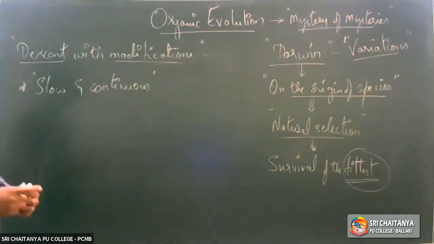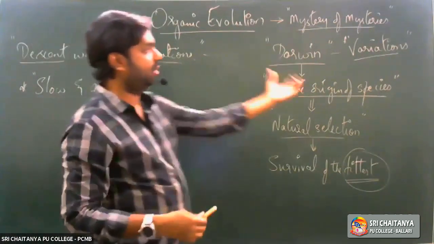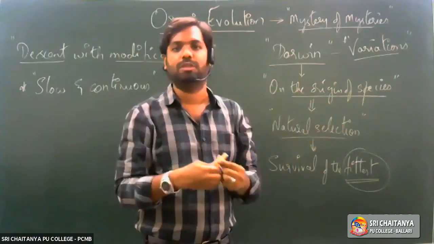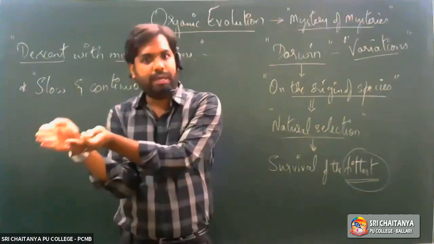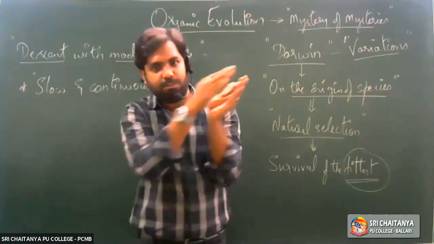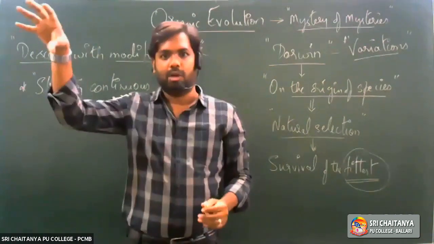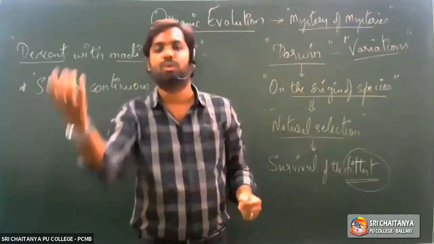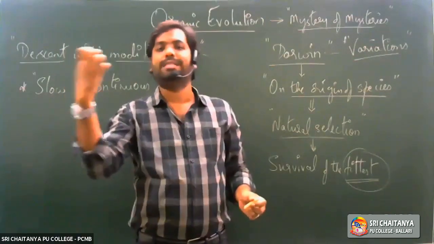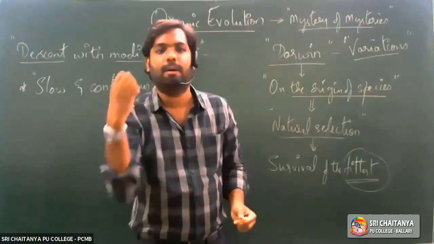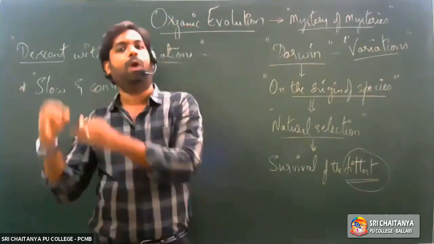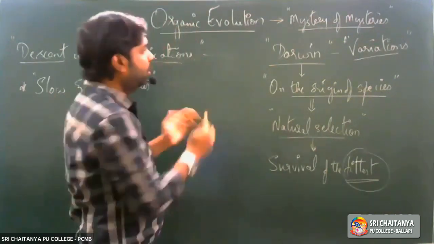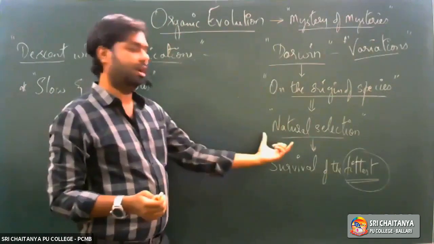Because Darwin believed that these variations arise very, very slowly. Once an organism possesses certain variations, they will be passed on to the next generation, and it keeps on going like that. Over a period of time, one particular organism will start accumulating those variations. Once all these variations have been accumulated, that would lead to the formation of a new species. That was what Darwin said in his theory of natural selection.